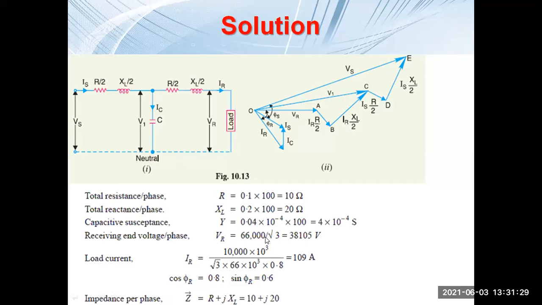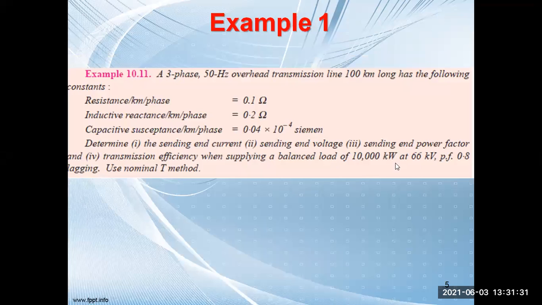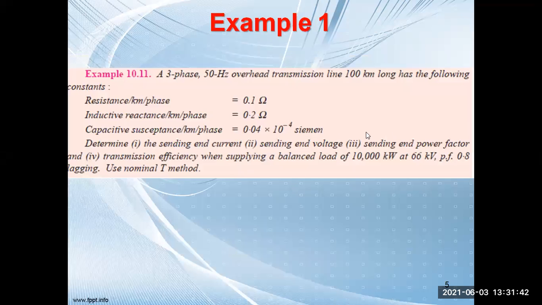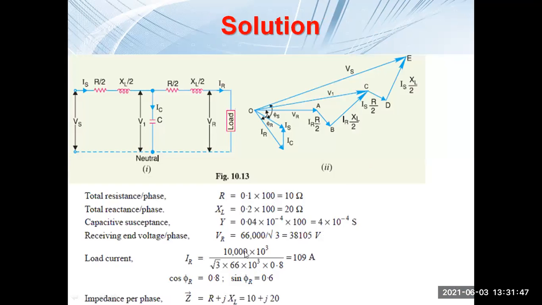VR per phase we have to calculate. It is 66 kV, so we have to convert it to per phase, that is 66,000 by √3. Next you have to calculate the load current. The power transmitted is 10,000 kilowatt or 10 megawatt. So load current is 10,000 into 10 to the power 3 by √3 into voltage, 66 kV is the line voltage, into 0.8. So we will get the line current or load current. The power factor is given as 0.8, so sin phi R will be 0.6.